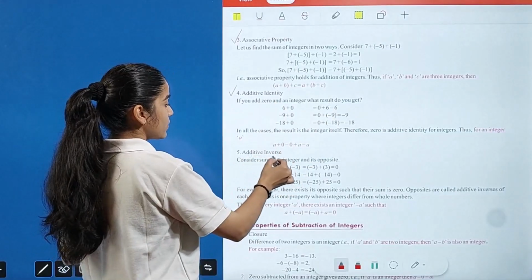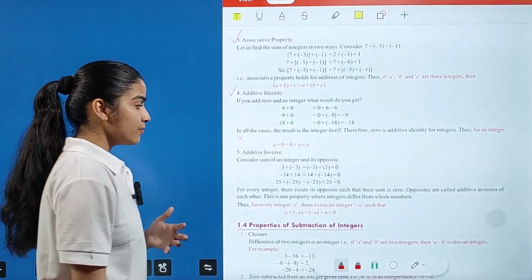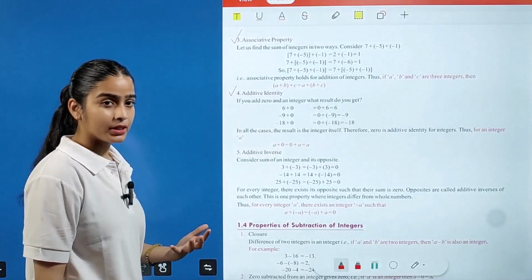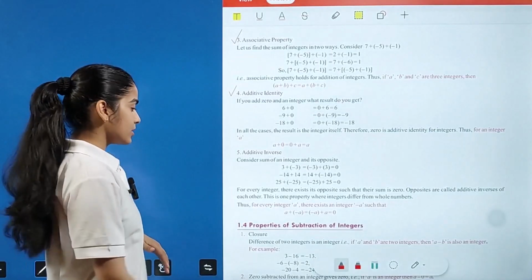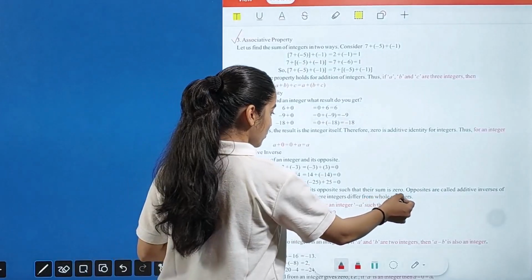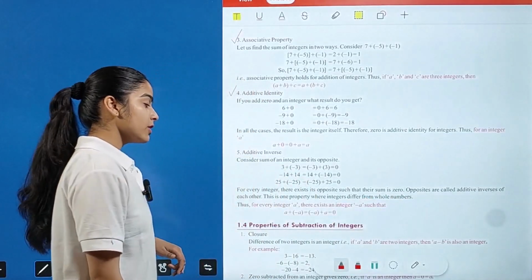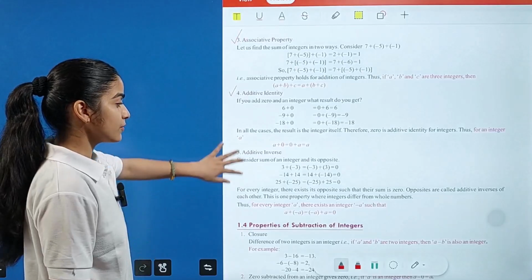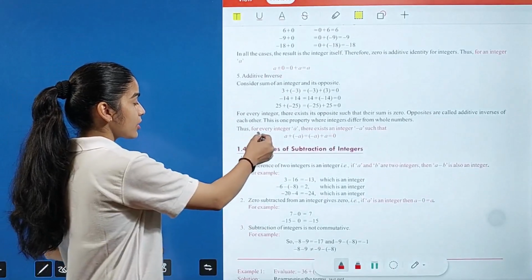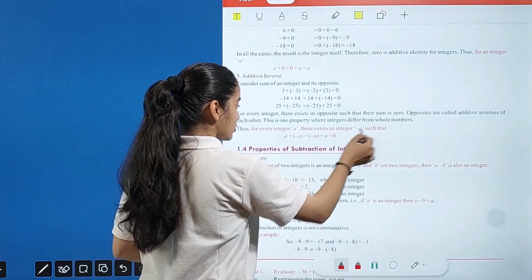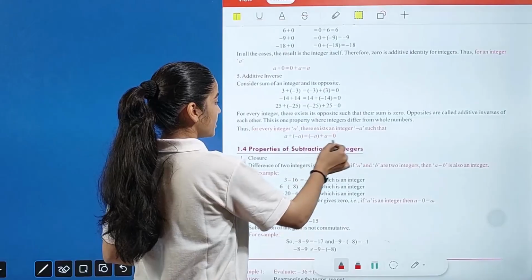Now the additive inverse property, in which if we add the opposite of that number, the negative sign with it, we will get the answer 0. So for every integer there exists its opposite such that their sum is 0. Opposites are called additive inverses of each other. This is one property where integers differ from whole numbers. Thus, for every integer a, there exists an integer minus a such that a plus minus a is always equal to 0.